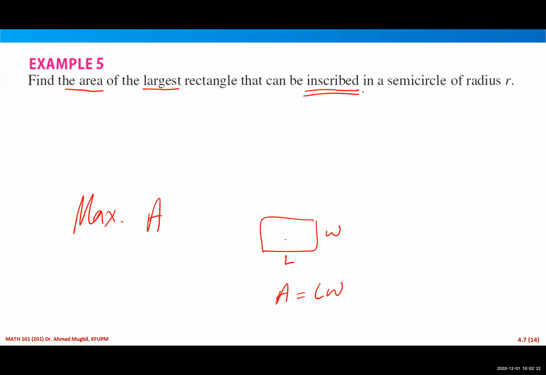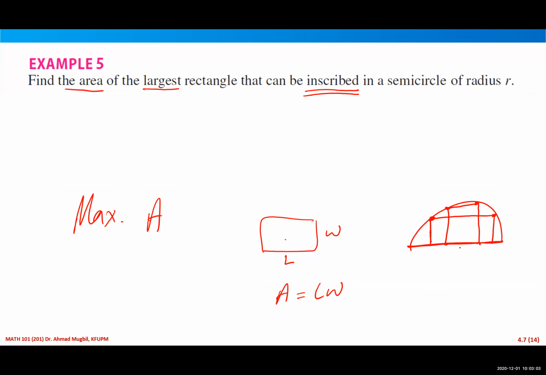The word inscribed, it means inscribed in where? Inscribed in a semicircle of radius R. So we have a semicircle of radius R. Of course, you can have it this way or this way. It is a semicircle. Let's take the upper one. This means that the rectangle will not be like this or like this. No, it should be inscribed. It means the vertices of this rectangle must be on the circumference of the semicircle. It should be like this or like this, something like this. So also the other vertices should be on the diameter, like this.